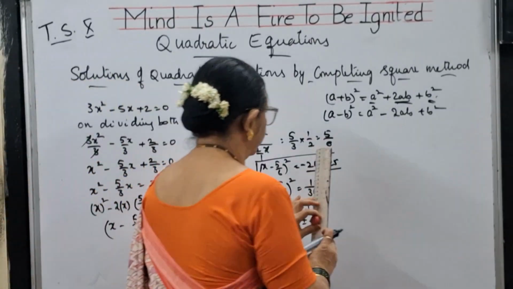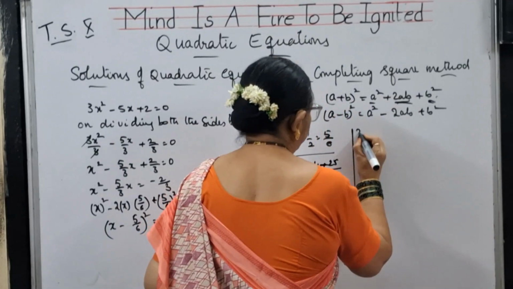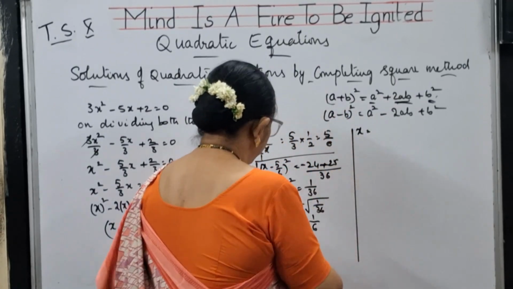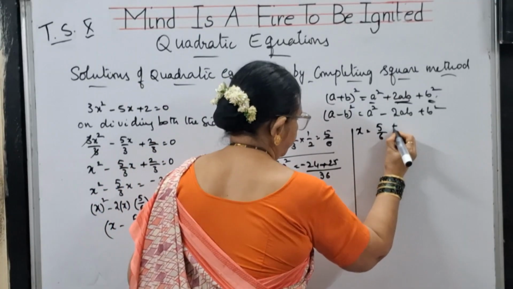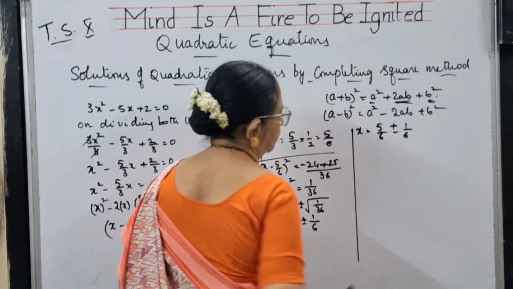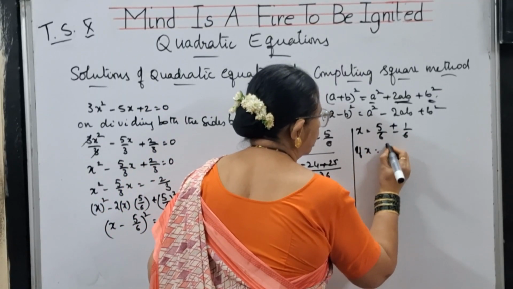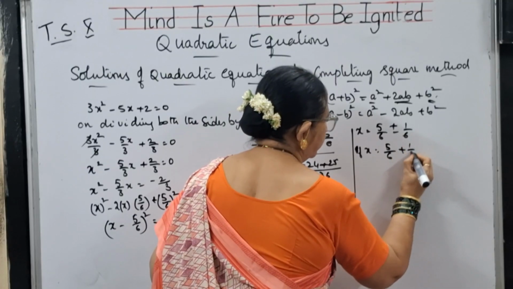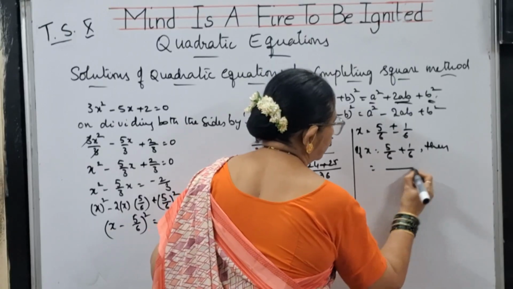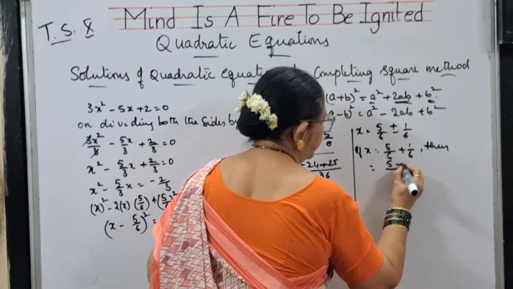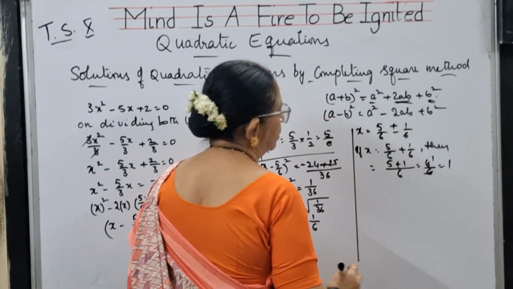So let us continue. What is x? x is equal to 5 by 6 plus or minus 1 by 6. Now if x is equal to 5 by 6 plus 1 by 6, then this is equal to, 6 is the LCM, 5 plus 1, that is 6 by 6, that is equal to 1.